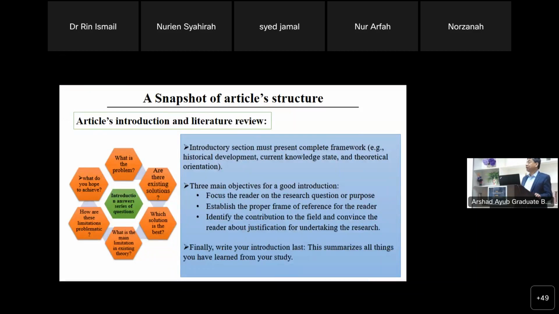So, introduction and literature review. The introduction answers a series of questions. And what are those questions? What is the problem? Are there existing solutions? Which solution is the best? What is the main limitation in existing theory? How are these limitations problematic? And what do you hope to achieve in this article? So you have to motivate and you have to show your contribution in the introduction.